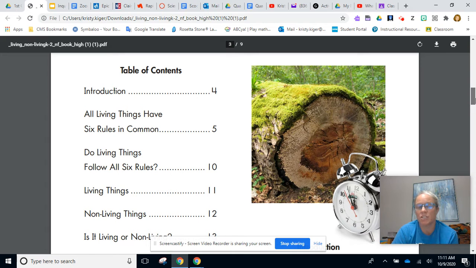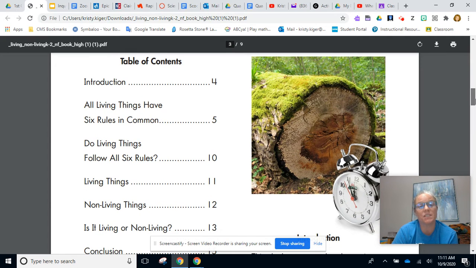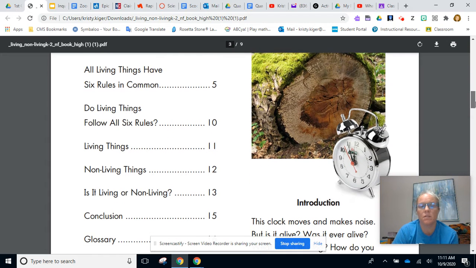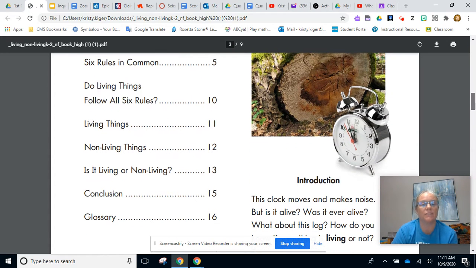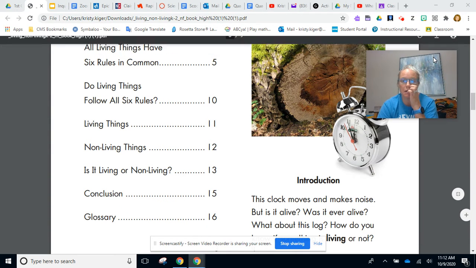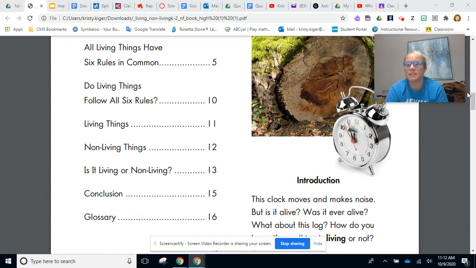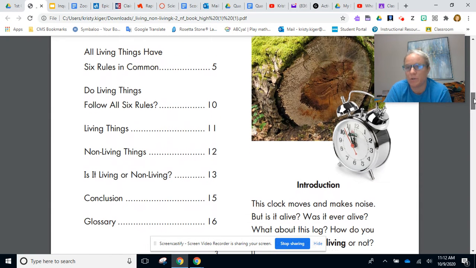So we have our introduction, and it says all living things have 6 rules in common. Do living things follow all 6 rules? Living things, non living things? Is it living or is it non living? Conclusion and glossary. So I may not necessarily read the whole book to you, okay?